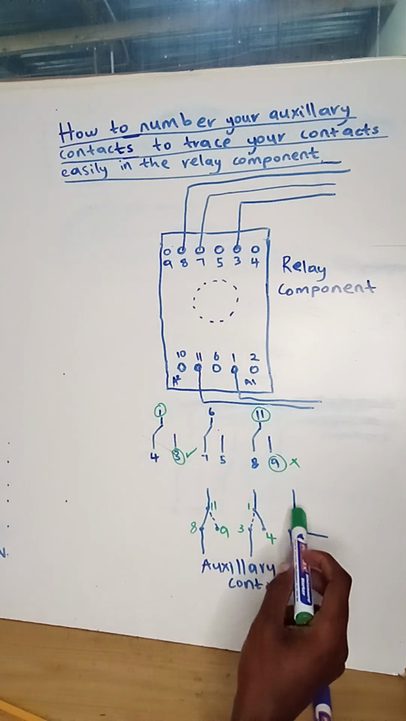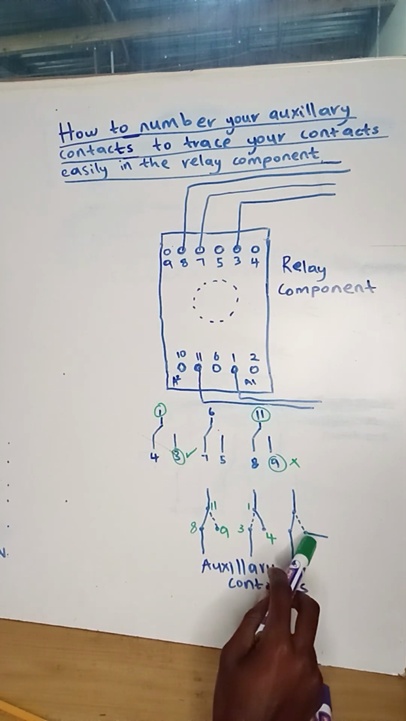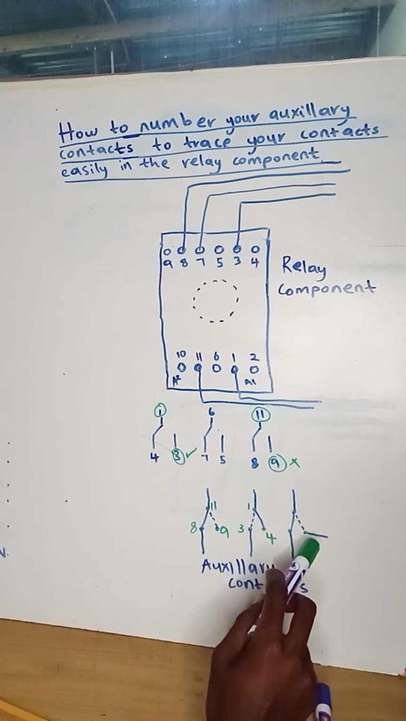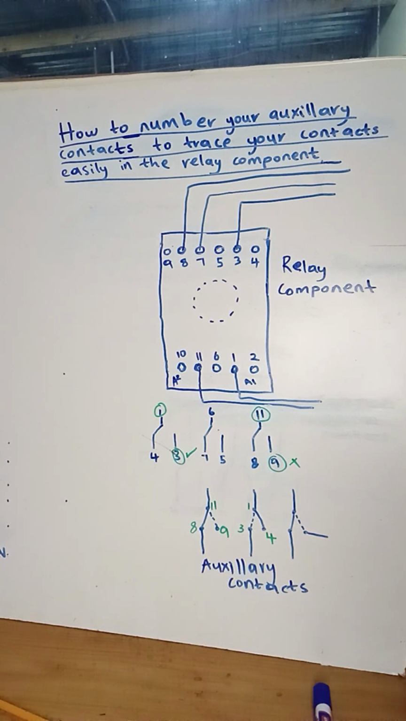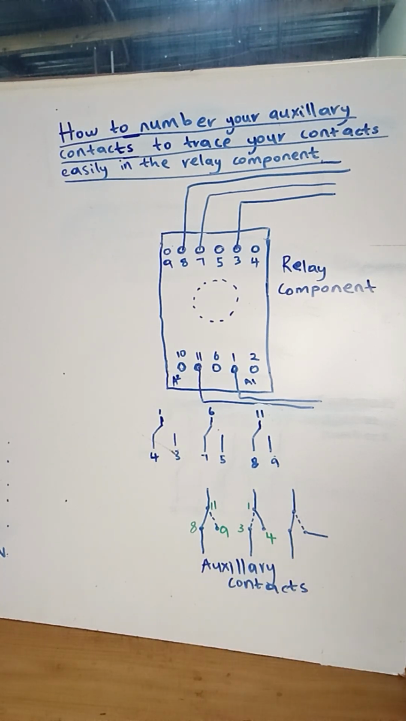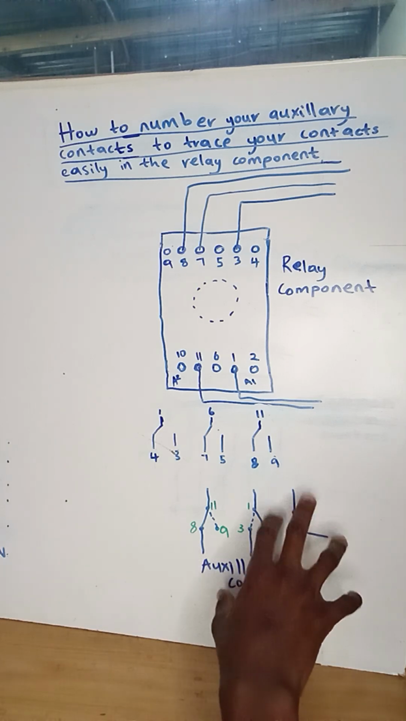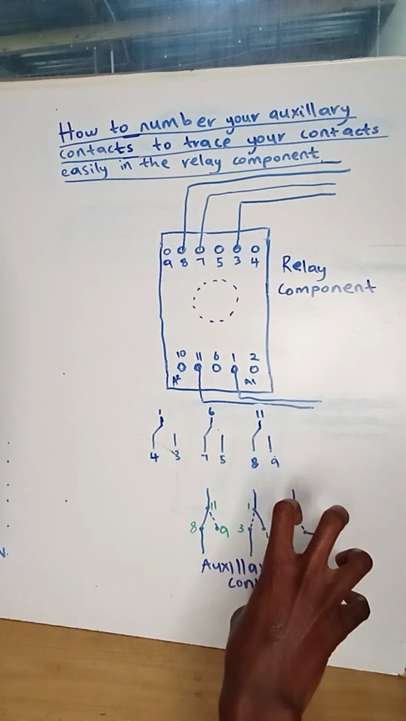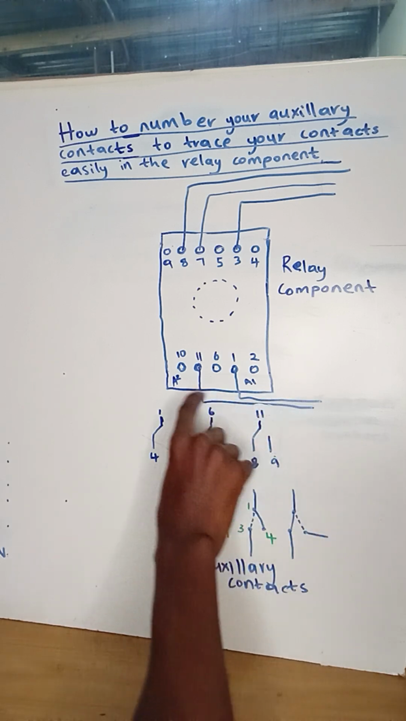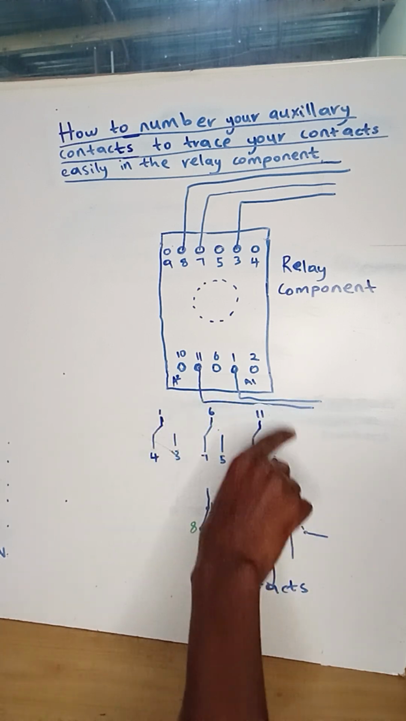I'll do the last sketch of auxiliary contact and show you how to find your points. So right now I'll be doing the last auxiliary contact. From the last auxiliary contact, the first thing that you have to do is to check your common from your sketch in the relay.